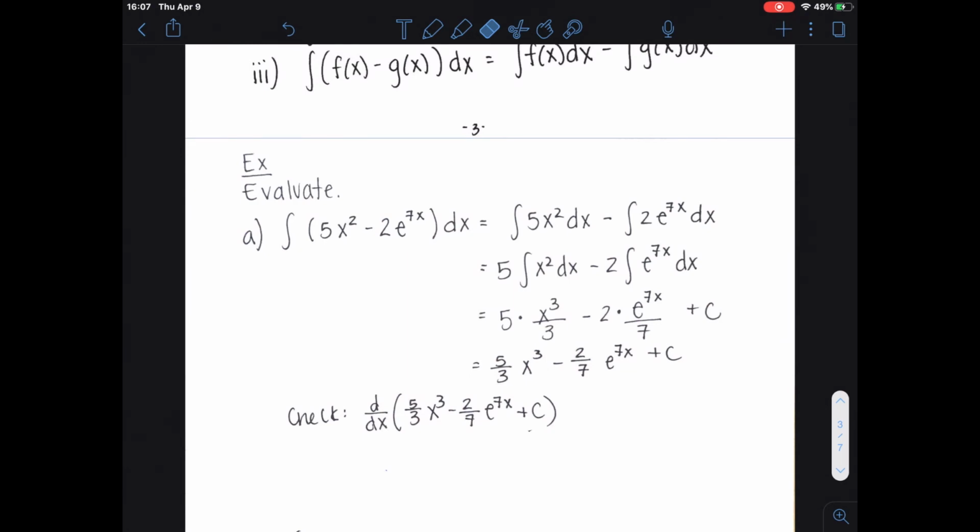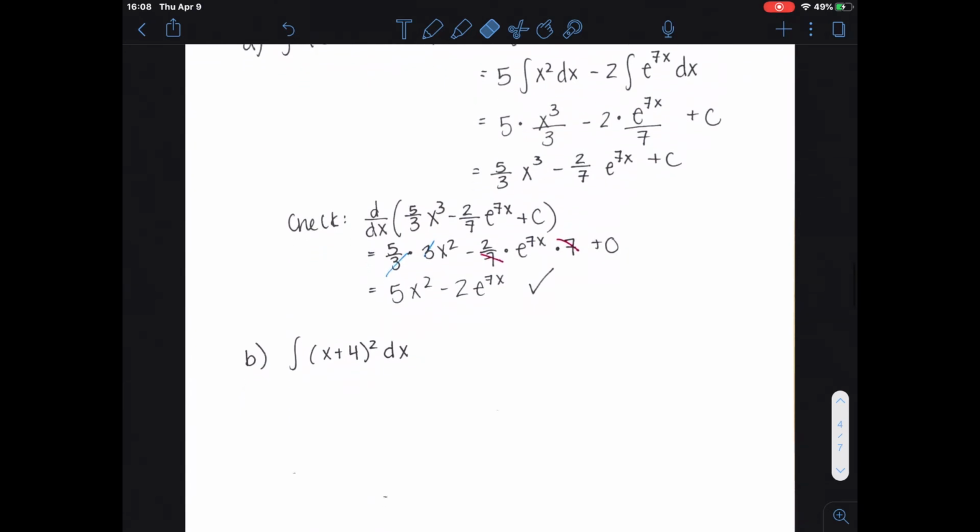So the derivative of 5 over 3 x to the third would be 5x squared. And then for 2 over 7 e to the 7x, you get exactly it back, but chain rule tells you you have to multiply by the derivative of 7x, which is 7. So those cancel out nicely, and you do indeed land back with just 5x squared minus 2e to the 7x.